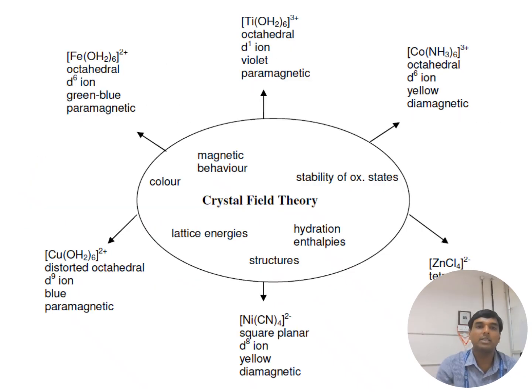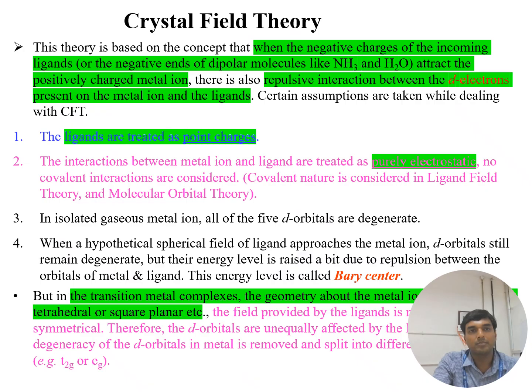What is crystal field theory? Basically, crystal field theory can talk about color, explain magnetic properties, talk about stability of the oxidation state, lattice energy and so on. For example, iron hexahydrate is an octahedral complex, green-blue. Titanium hexahydrate is a violet paramagnetic compound. Cobalt hexaammine is a yellow diamagnetic substance, like this.